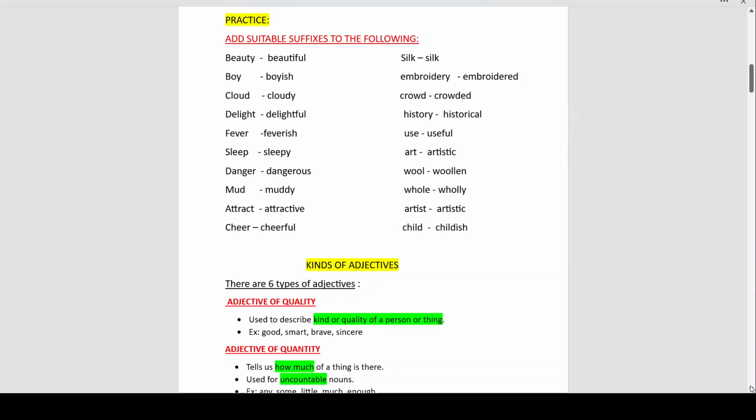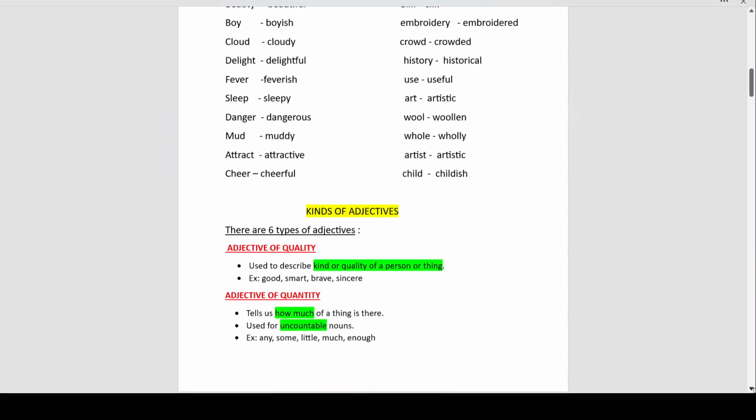Now, children, there are 6 types of adjectives. Adjectives of quality is the first one, which is used to describe a kind of quality of a person or thing, like whether the person is a smart boy, or a good girl, or a brave soldier, or a sincere student. So, adjectives of quality will describe how the noun is, how the person is, how the thing is. It describes its quality. So, these are the adjectives like good, smart, brave, and sincere, which describe these qualities in a person or a thing.